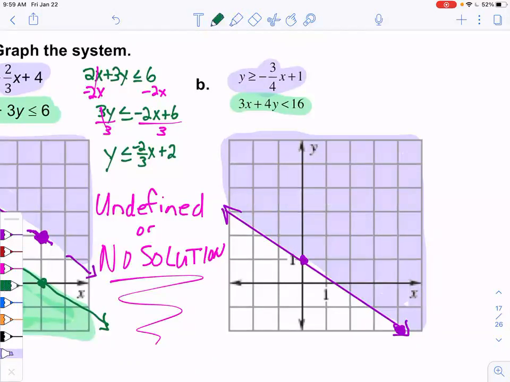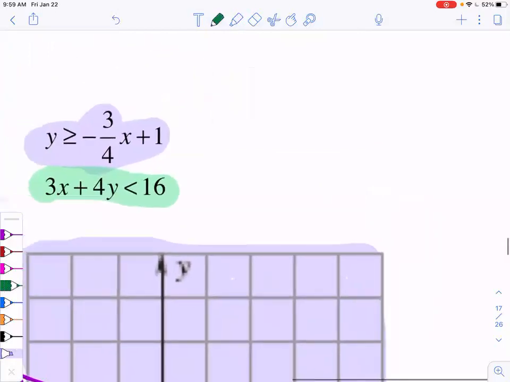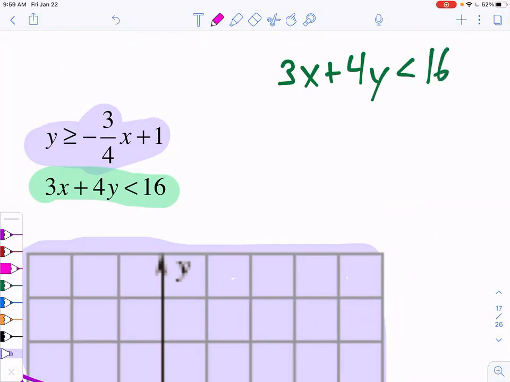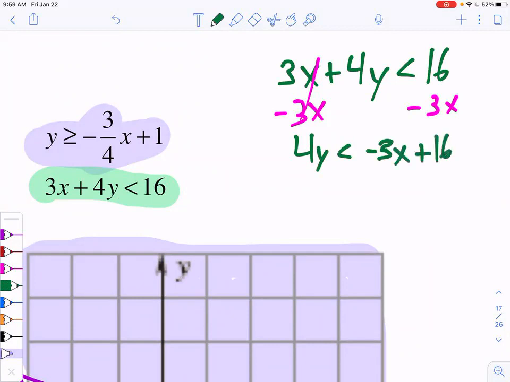And now we solve. First step, subtract 3x. Then you get 4y is less than 3x plus 16. Divide by 4. And you get y is less than negative 3/4 x plus 4.